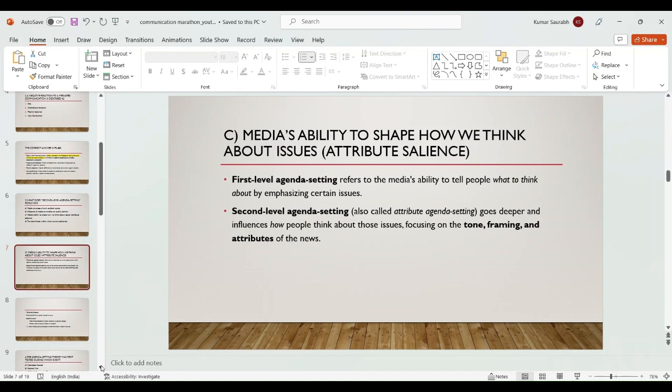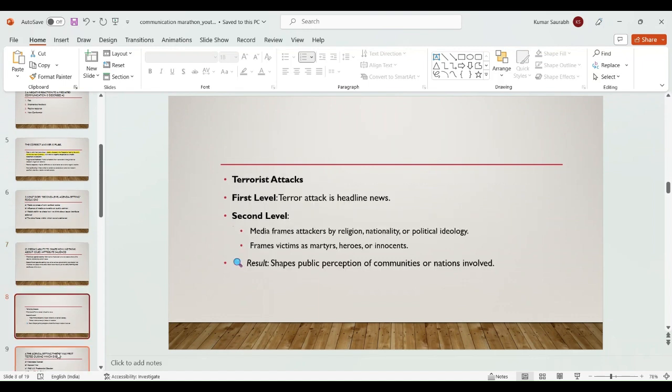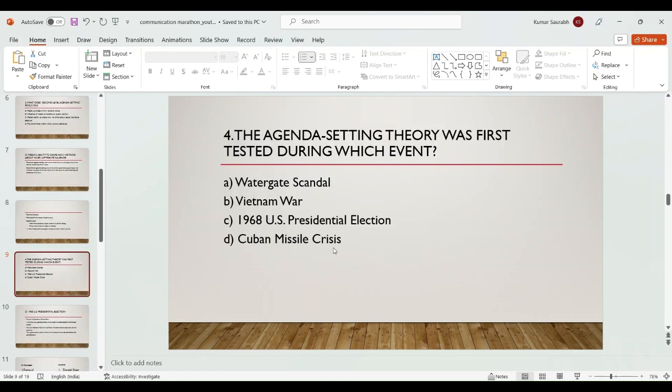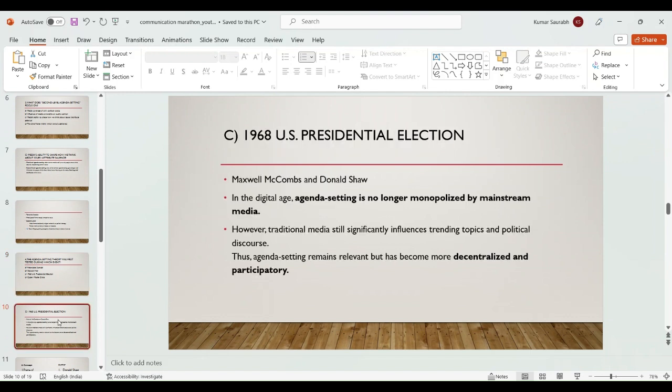Next question is about agenda setting. Again, 2-3 questions I have taken from agenda setting. I am very sure that some of these questions will definitely hit in this exam. The question is: the agenda setting theory was first tested during which event? The correct answer is the 1968 US presidential election. Let me give some more detail: Maxwell McCombs and Donald Shaw are the two names associated with agenda setting theory.